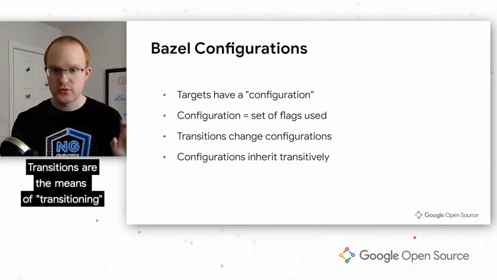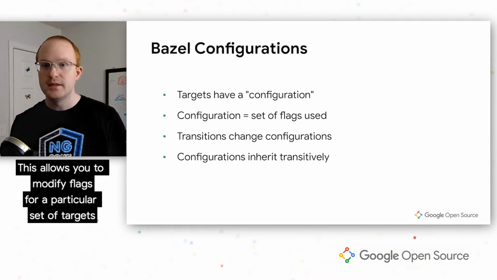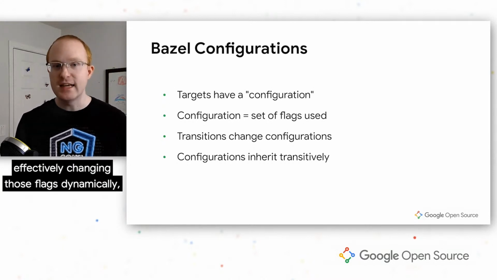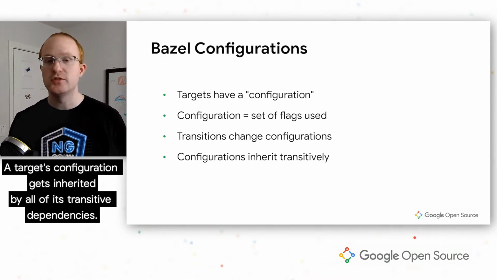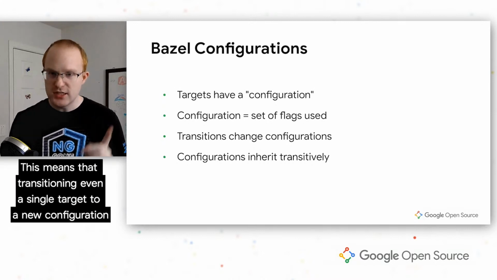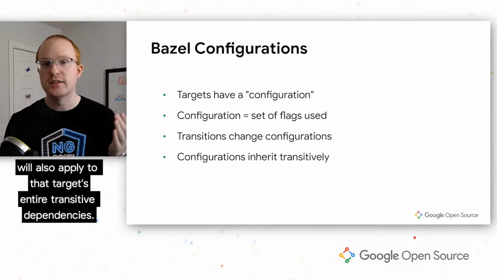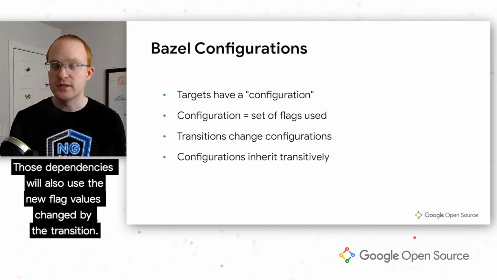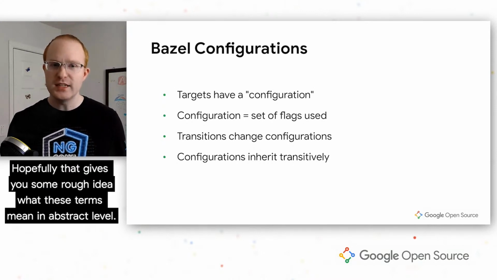Transitions are the means of transitioning the build graph from one configuration to another. This allows you to modify flags for a particular set of targets, effectively changing those flags dynamically based on the build graph. A target's configuration gets inherited by all of its transitive dependencies. This means that transitioning even a single target to a new configuration will also apply to that target's entire transitive dependencies. Those dependencies will also use the new flag values that were changed by the transition, and this is a really powerful feature which we'll be taking full advantage of for Ivy. So hopefully that gives you some rough idea of what these terms mean at an abstract level.